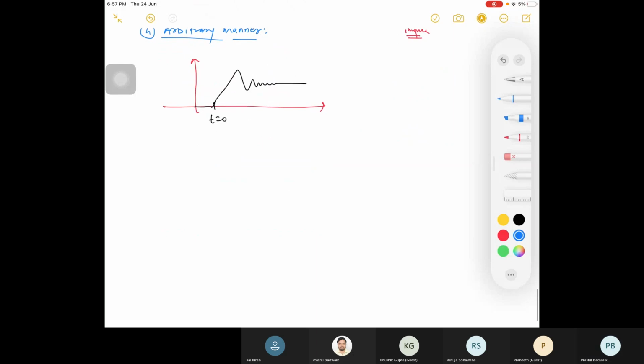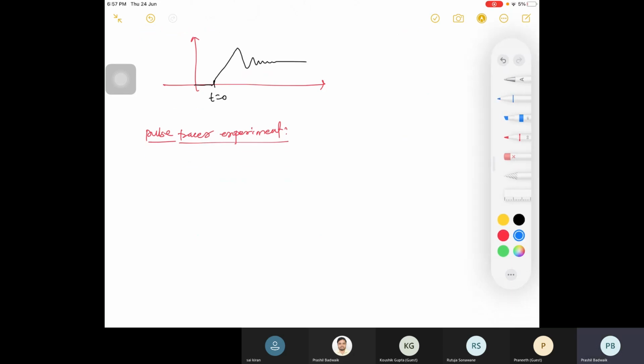So in case of impulse input or pulse tracer experiment, you write, this is your PFR, this is your point of injection, and this is your point of detection. This is your inlet stream, this is your outlet stream.